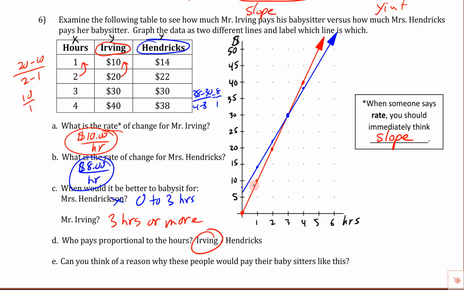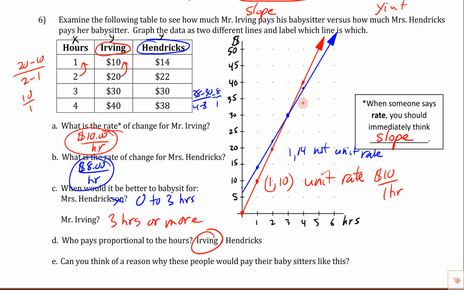So on this one, you'll notice on the red one, on Mr. Irving, this point right here, 1, 10, that is the unit rate. Okay, that is how much he pays per hour. It's $10 per 1 hour. Okay, now if we tried to do the same thing on the other one, notice that this doesn't work. This was 14. That's 1, 14. That is not a unit rate on that one. She does not pay $14 an hour. She pays $14 for the first hour, but then she pays $8 every hour after that.